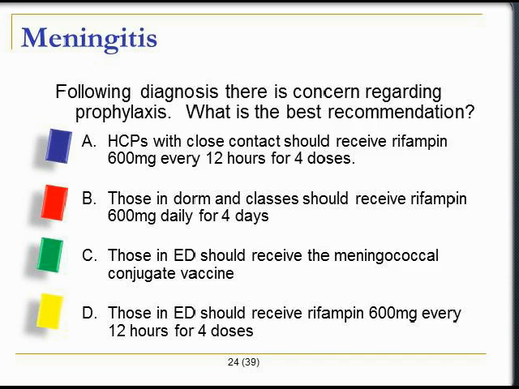Healthcare providers with close contact should receive rifampin, 600 every 12 for 4 doses. Those that lived with him in the dorm and were in the same classes with him should receive rifampin daily for 4 days. Everyone in the emergency department should receive the meningococcal vaccine, or those in the emergency department should receive rifampin every 12 hours for 4 doses. So answers to that. This always comes up a lot.